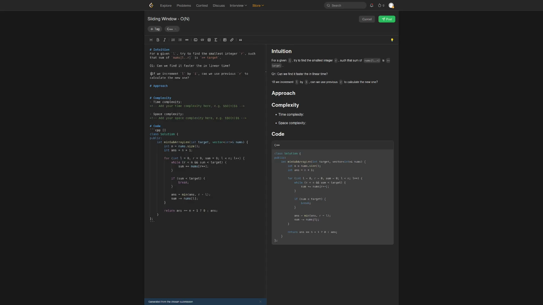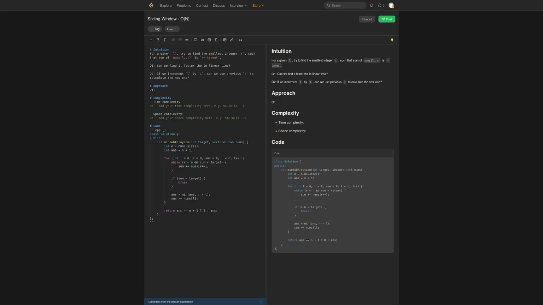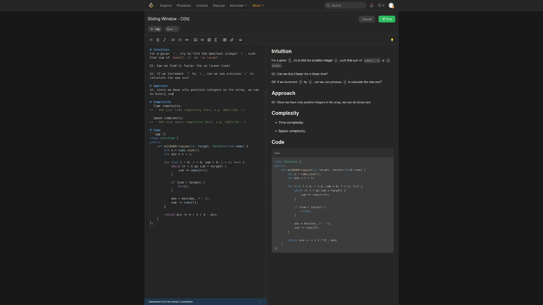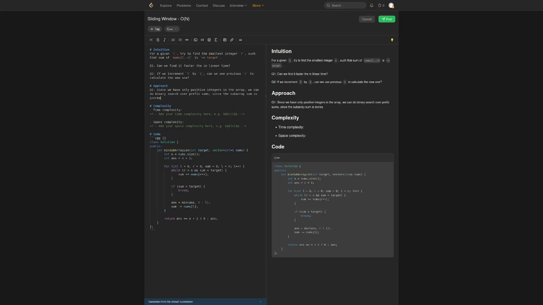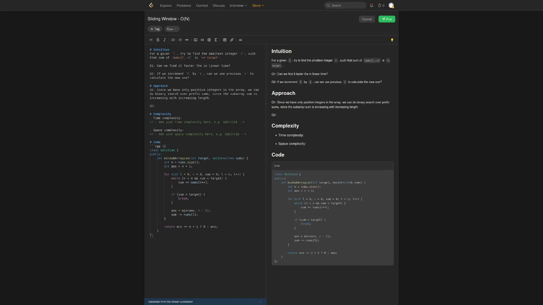Question 1. So this is question 2. Now question 1: since we have only positive integers in the array, we can do binary search over prefix sums, since the subarray sum is increasing with increasing length.